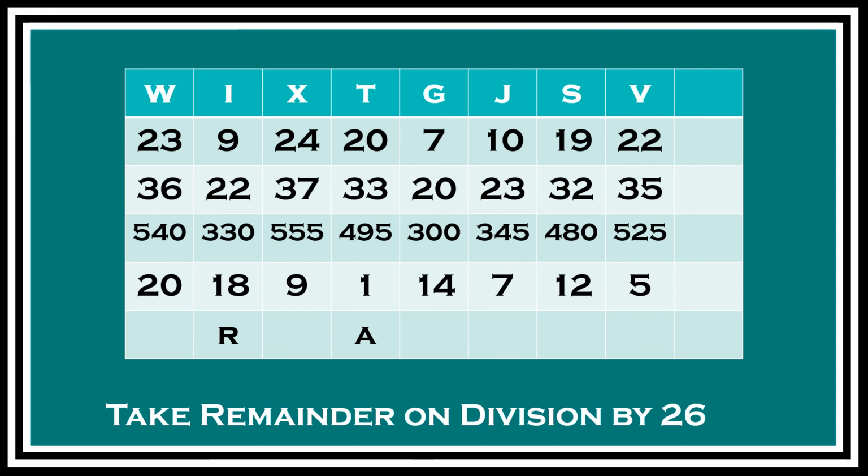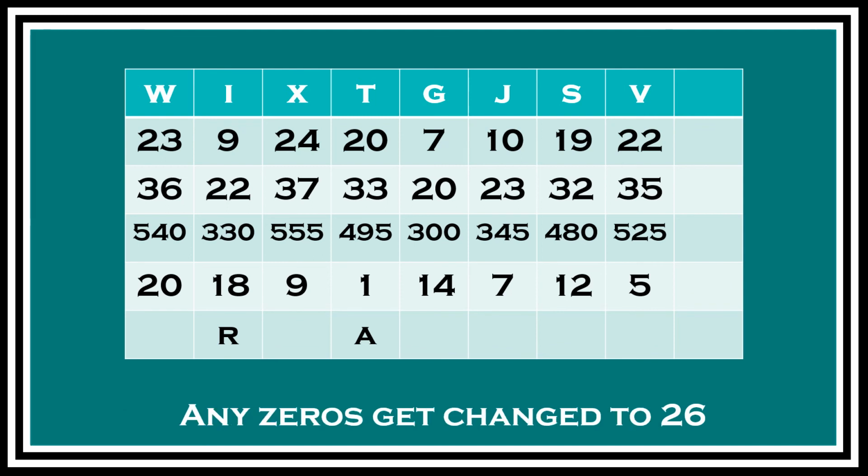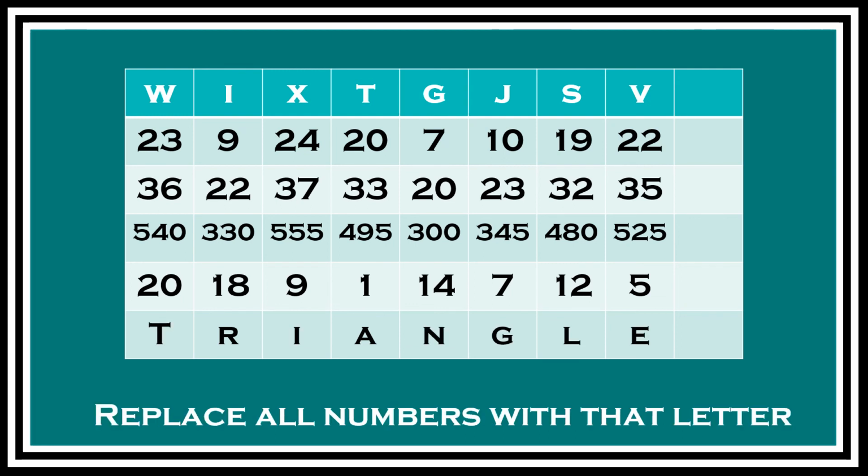Then we need to take the remainder on division by 26, so 540 has a remainder of 20 when you divide it by 26. If there are any zeros in that fourth row of numbers, they need to be changed to 26. And lastly, we replace each of those numbers in that fourth row with the corresponding letter of the alphabet, and that decodes the message for us.